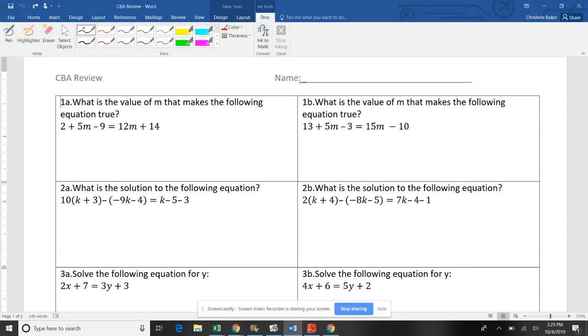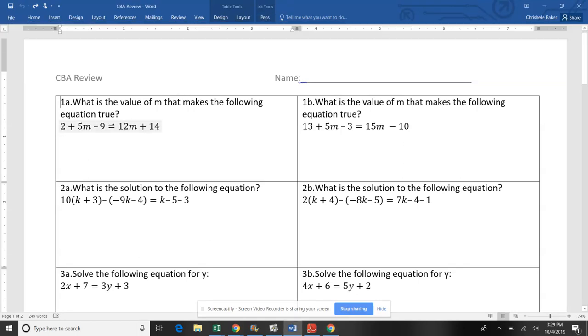This is the Algebra 1 CBA review. Question 1 says, what is the value of m that makes the following equation true?